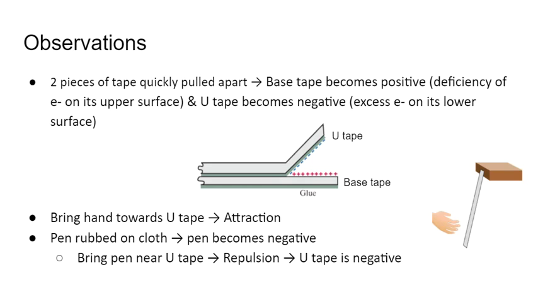Some of the observations I made in this lab were that when two pieces of tape were quickly pulled apart, the base tape becomes positive and the U-tape becomes negative. Bringing my hand towards the U-tape resulted in attraction between my hand and the U-tape. And when a pen is rubbed on cloth, the pen becomes negative, and then bringing the pen near the U-tape results in repulsion between the pen and the U-tape, which shows that the U-tape is negatively charged.